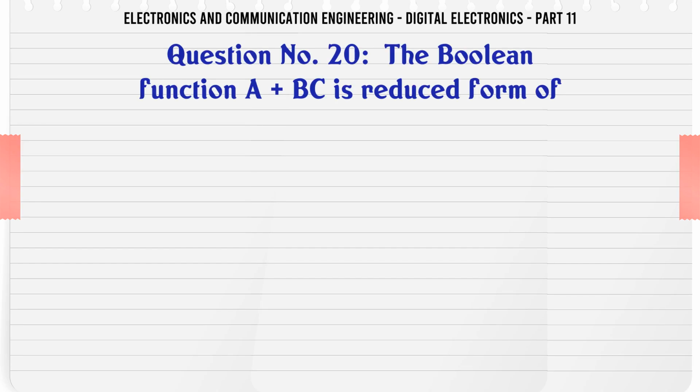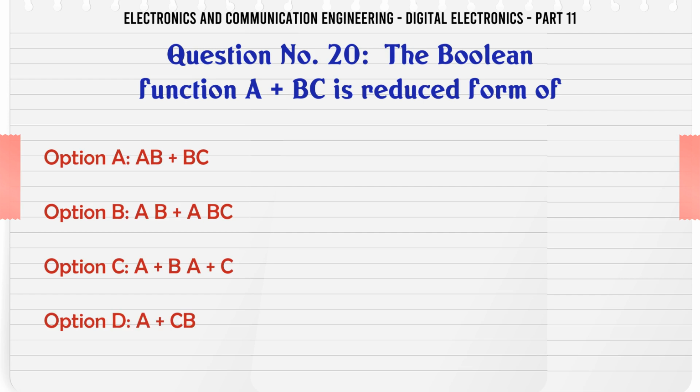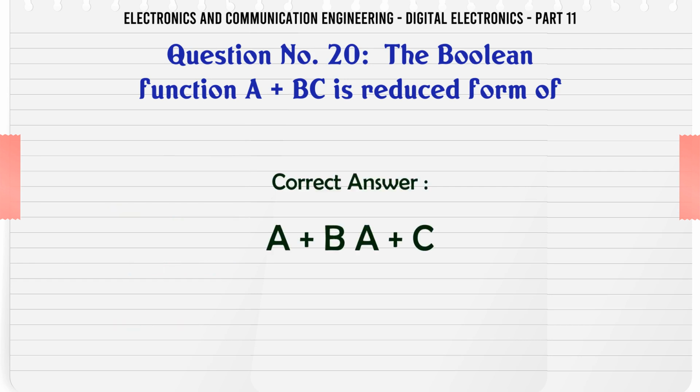The Boolean function ABC is reduced form of: A, AB BC. B, AB ABC. C, AB AC. D, AC B. The correct answer is AB AC.